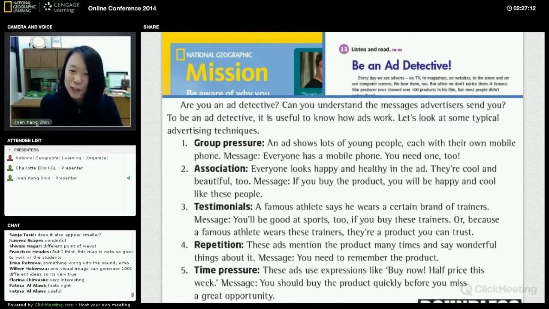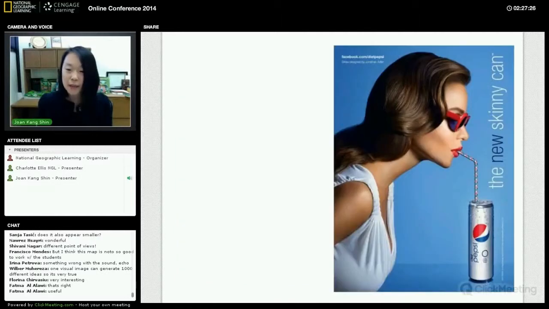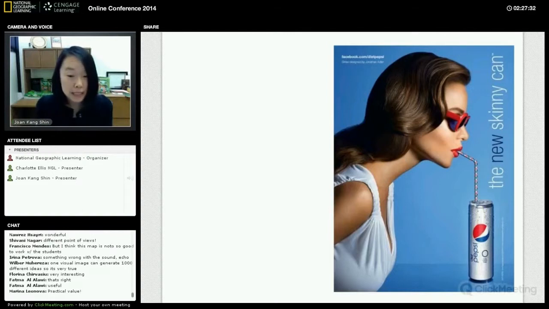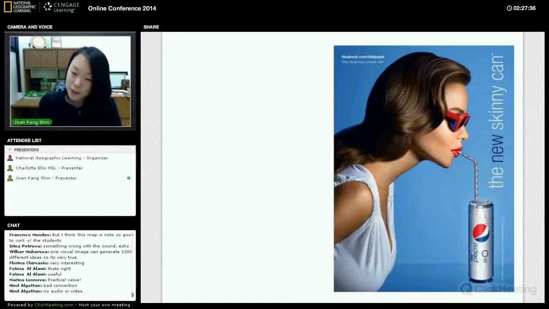So it goes on to teach all of these advertising techniques, then gets students, as a project, to make a collage of ads. They look at ads that they can find, and then you get them to think critically about it. So imagine they brought this ad. Have you seen this ad? It's for the new skinny can for Pepsi. And if we look at this, what might we get our students to think critically about?